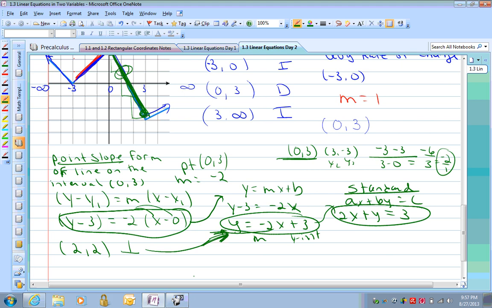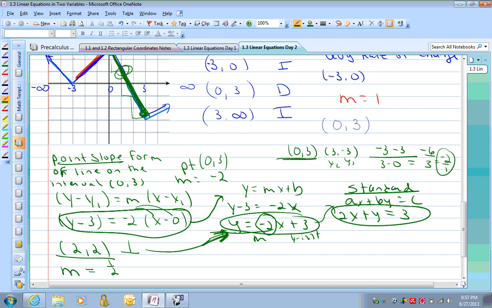If it's perpendicular, then what do we need? We need the slope, and we need a point to write the equation. If it's perpendicular, it's going to be the opposite reciprocal slope of this line. So it's not going to be -2 over 1. It's going to be positive 1 over 2. So our slope would be positive 1 over 2.